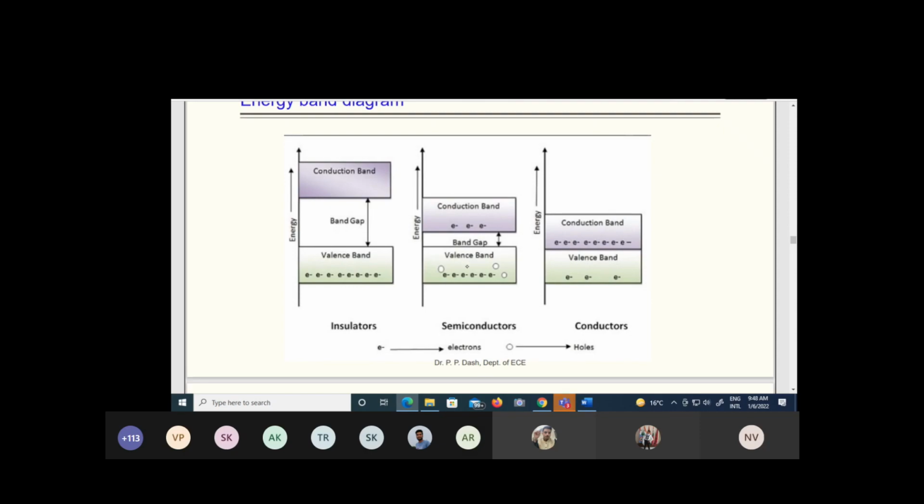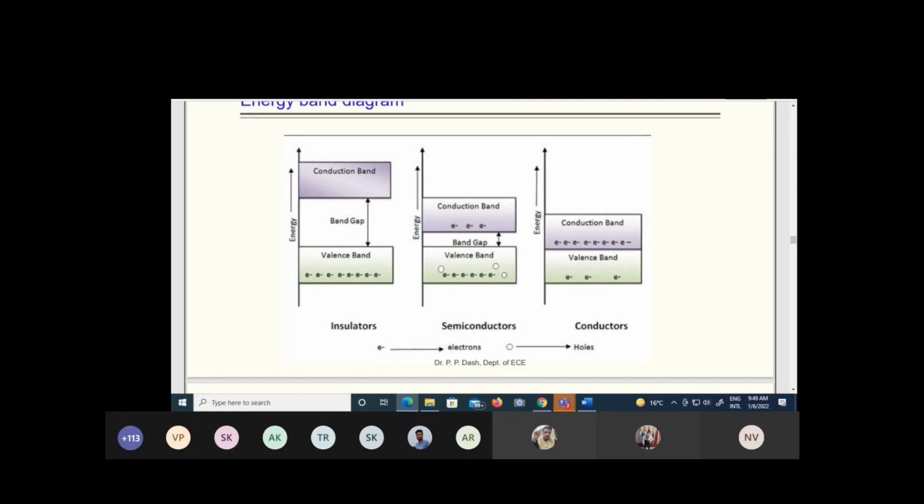And in case of semiconductor, the band gap is very small, which can be overcome by external energy. So this semiconductor can be used as a conductor also, and it can be used as an insulator also. This conductivity of semiconductor can vary with the applied source. This is the basic advantage of semiconductor. That's why in electronics we use the semiconductor for various components and various devices.